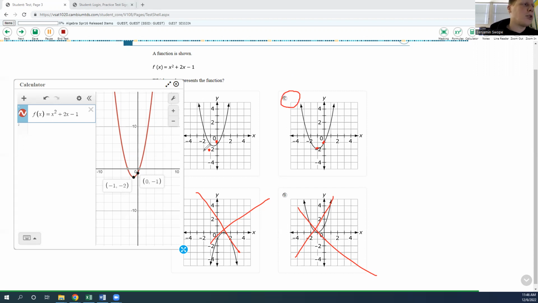It's not A, that one is a little further away. So use the eyeball test, but don't forget to also check some points.